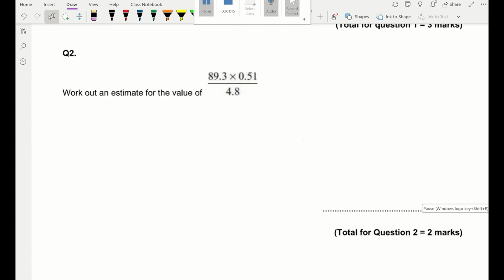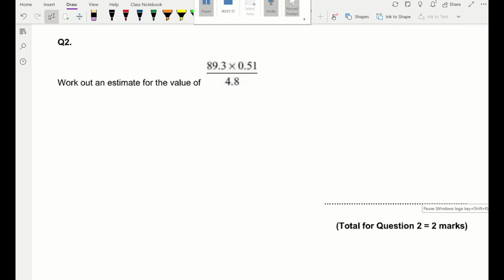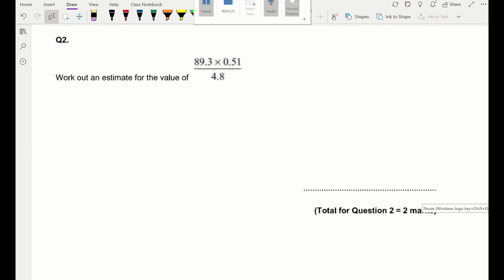And then question 2 is an estimating question. And when you're estimating, you're trying to make the numbers as easy as possible. And generally, you are rounding to one significant figure. So to one significant figure, 89.3 is closest to 90. 0.51, I can keep as 0.5. And 4.8, I round to 5.